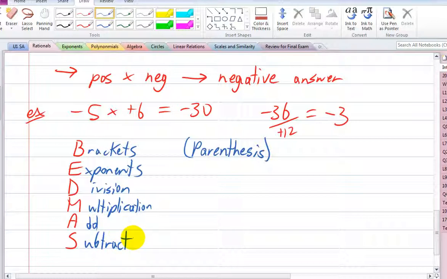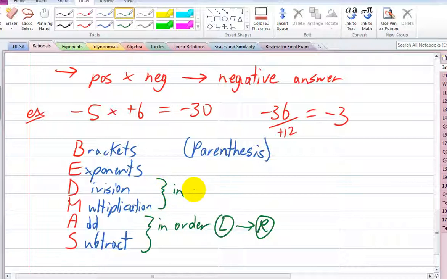Do you always add first? No. What does it depend on? Order. So this would be in order, left to right. It's like you're a doctor. Isn't that awesome? L, circle it, yeah? That's what they do, just to let you know. Division and multiplication. Do you always divide first? No, in order, left to right.